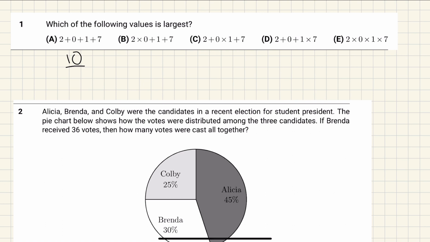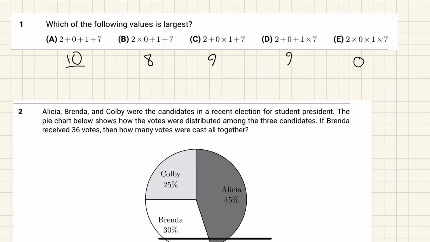And we can just check this. This is definitely the biggest. So this would be 8. This would be 9. This would also be 9. And then this one would be 0.